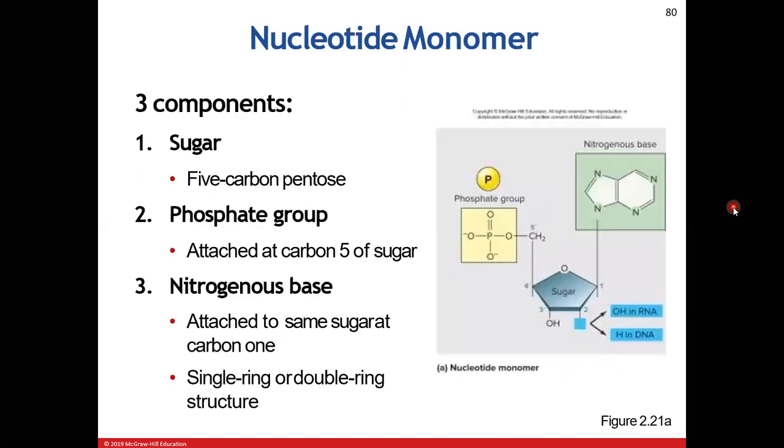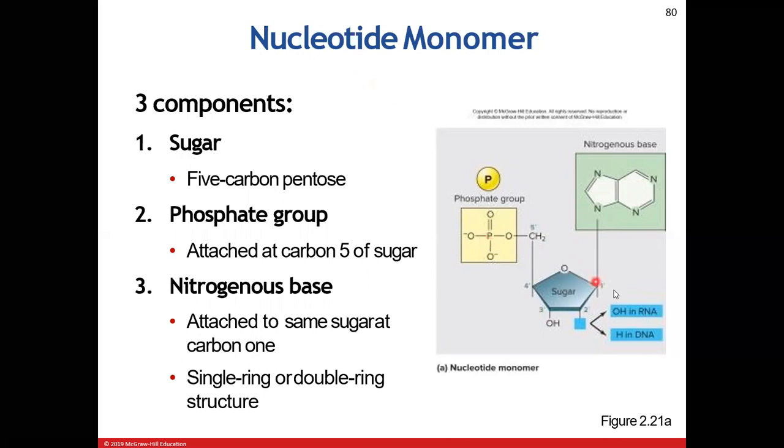So now when we look at the basis of an actual nucleotide monomer, we're always going to see three things with it. We're going to see a sugar, a phosphate group, and a nitrogenous base, okay? The sugar is going to be typically a 5-carbon pentose sugar. The phosphate group is this PO4, and it's going to be attached at carbon 5 of the sugar, okay?